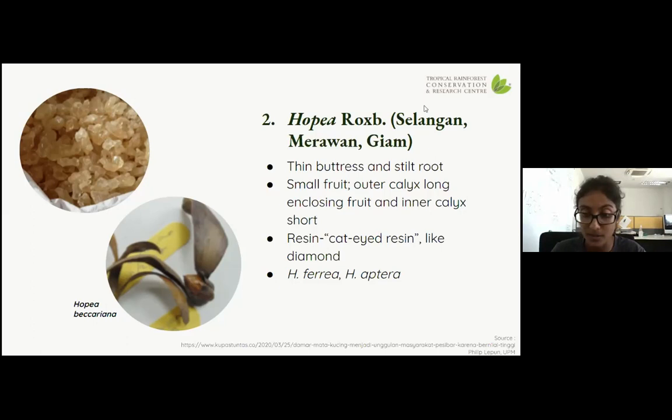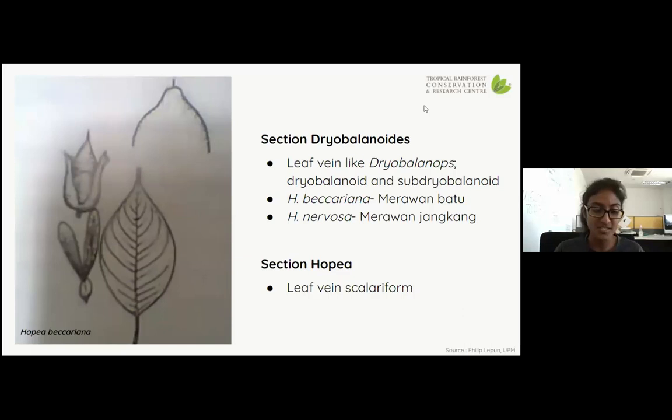Okay, for Hopea, before you get to species level, there are different classifications of sections and subsections, but for today's presentation, I'll just briefly explain these 2 sections. For section Dryobalanoides, the veins of the leaf look like Dryobalanops, like kapur leaves, so they are parallel. This is known as Dryobalanoid. And some are also sub-Dryobalanoid, meaning they are almost parallel-like. As you can see in this photo of Hopea beccariana, the veins are long, short, not parallel to each other, as you would find in a Dryobalanops leaf.